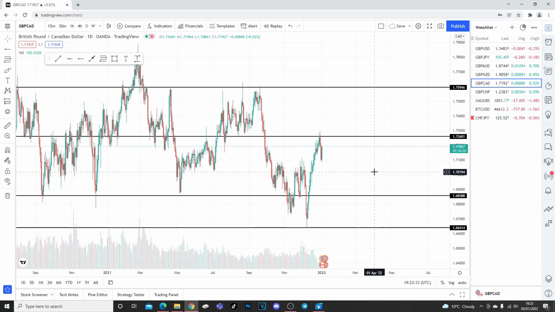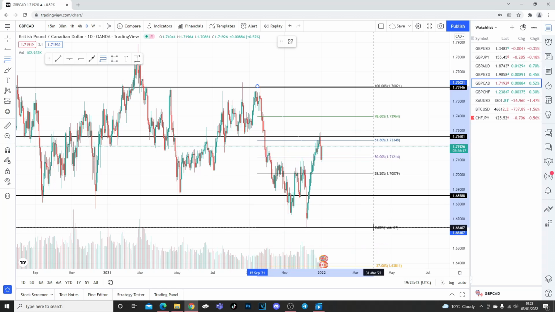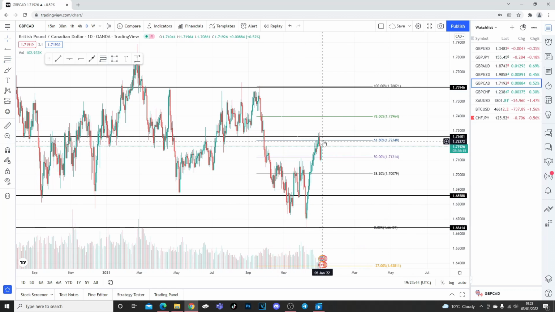Now I can see right here that there is a daily Fibonacci level in play. I'll mark that. Here we go. So from the wick to the bottom, and as you can see, it's rejected the 61.8 as well as the support and resistance level.